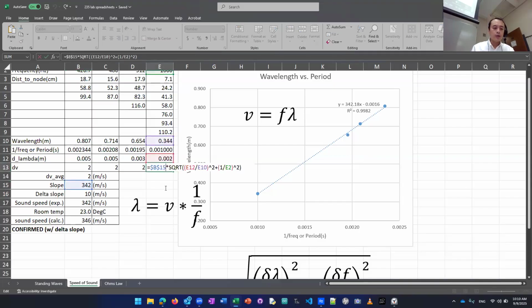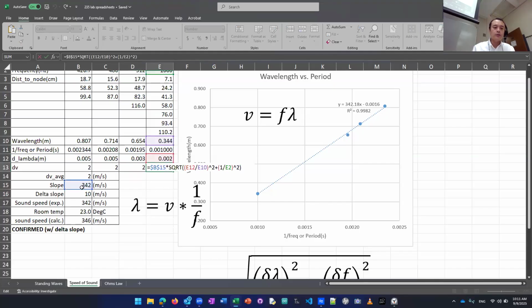Okay, so in these, let's see, where's that? Okay, yep. Let's see, the lambda. Okay, so the lambda dv. Okay, let's open this one up. So that's the dv calculation.